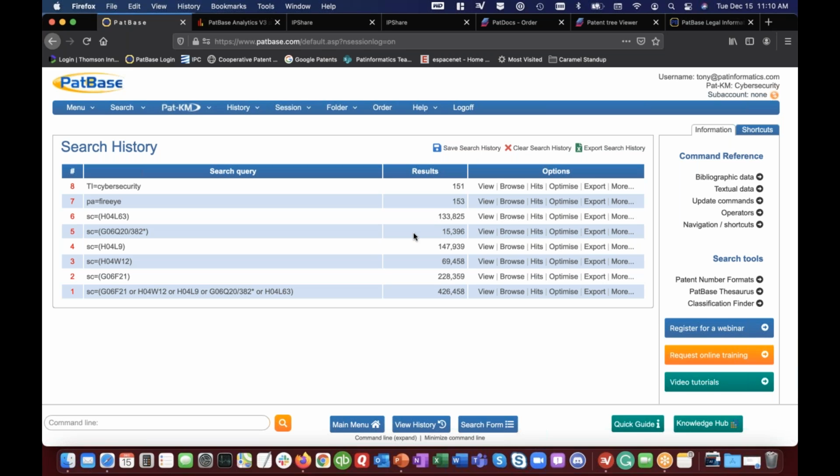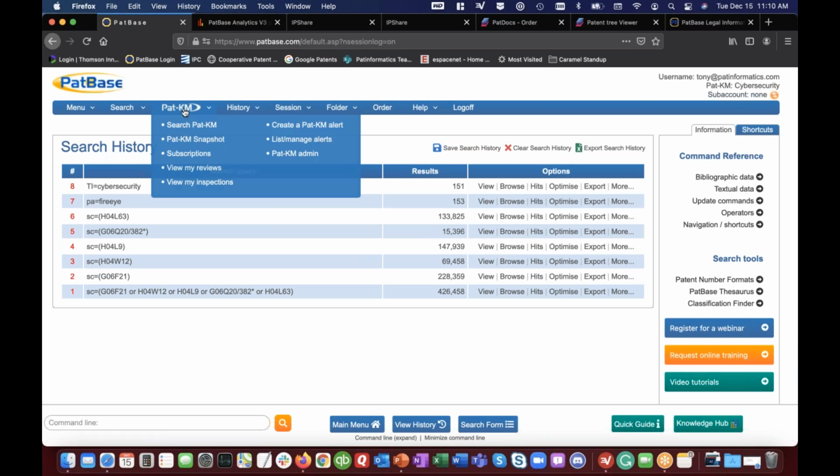And the first of those is actually PatKM. And we talked about the idea that analytics is only as good as the last time you ran the search. And it is really nice in PatBase Analytics that it'll automatically update with new records. So that's really interesting. But you know what? Not everybody wants to work with that sort of a dashboard. When we're working with attorneys or research scientists, they don't necessarily want to be working with that kind of an analytics session.